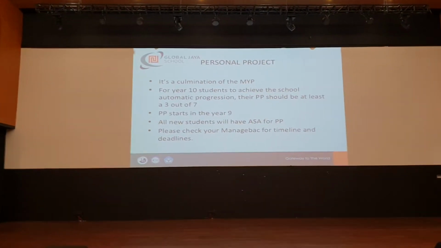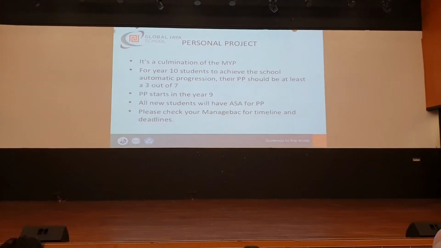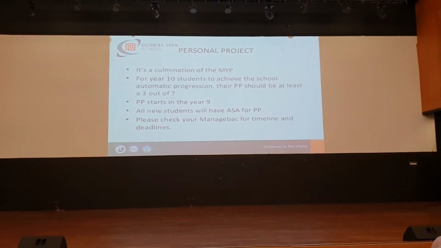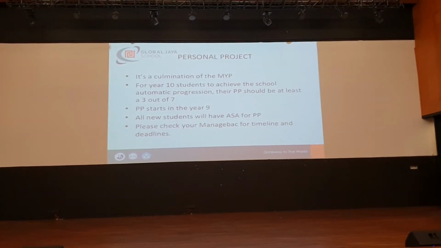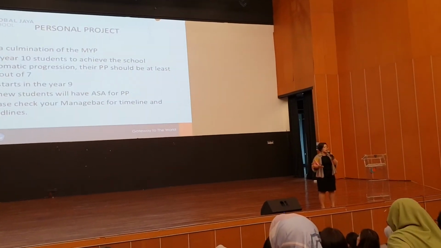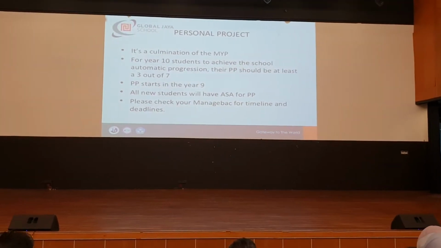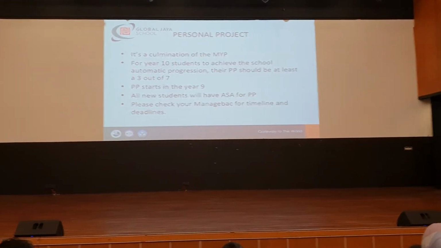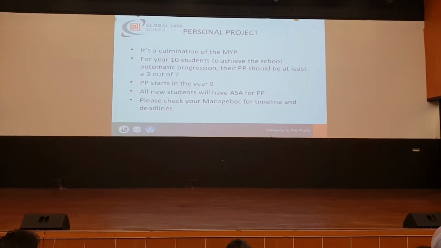It needs to be a 21 to go to year 11. In total, a 5 subject course needs 21 to go to year 11, and then 24 if they want to enter the diploma program instead of the course program. So 21 or 24 plus a 3, at least a 3 in their personal project.